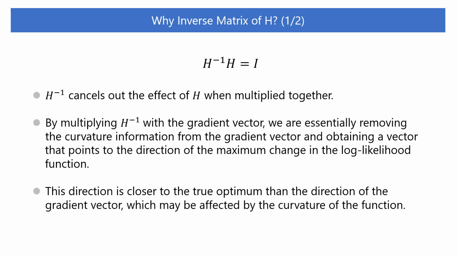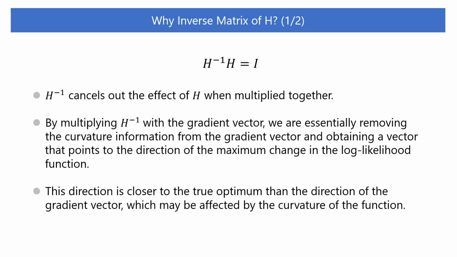So, why should we use the inverse Hessian matrix instead of the Hessian matrix itself? It is because the inverse Hessian matrix is the matrix that satisfies this equation, where I is the identity matrix.